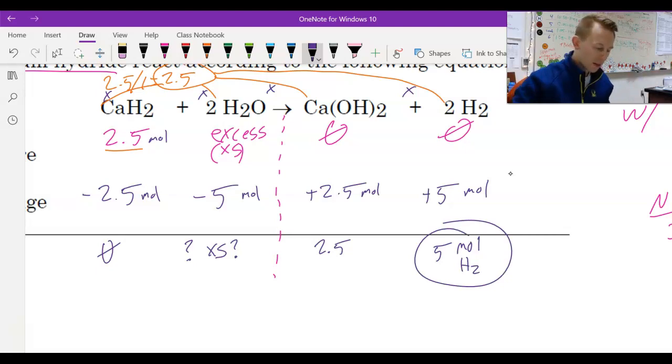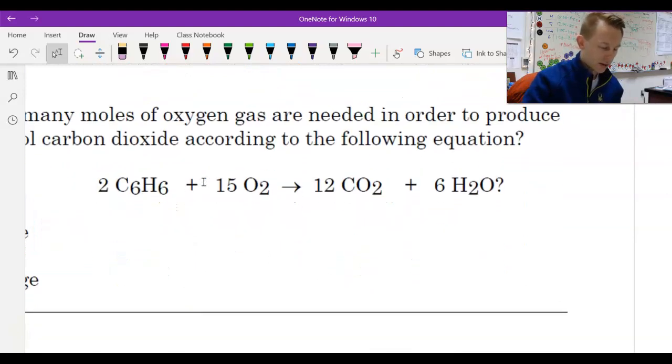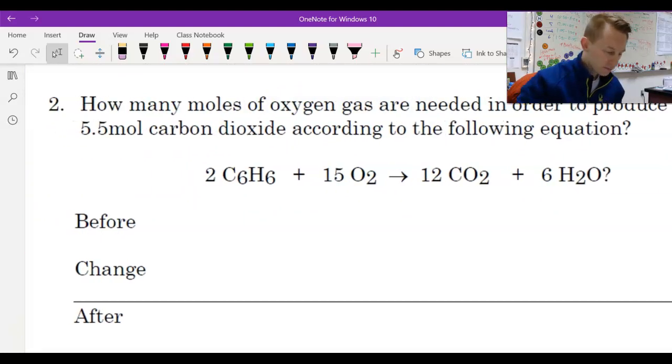So there we go. Let's do a few more examples, because it's not always going to be this straightforward. This was an example showing what to do if we have something like this: we use excess. But what if it asks for something else, not a product? Or what if it gives me a product and asks me for a reactant? Those are all things you're going to come across.